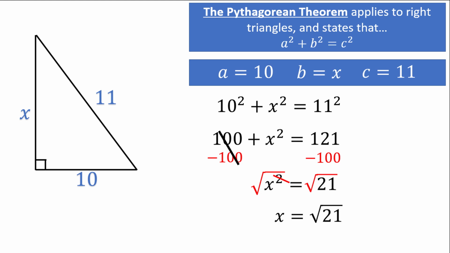Many times this might be an acceptable final answer, but if we want a decimal approximation, we can type the square root of 21 into our calculator, and we will get about 4.58. If we check back at our picture, we can verify that our hypotenuse of 11 is indeed our longest side. Note that this picture is not drawn to scale.